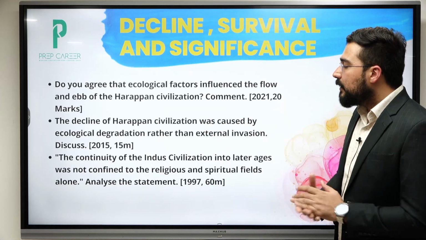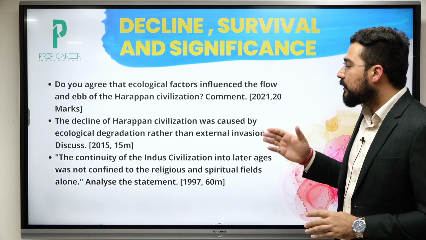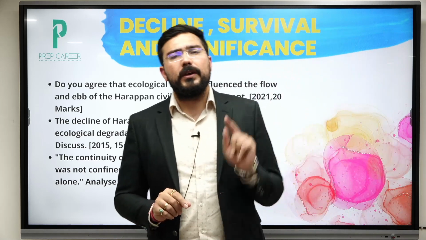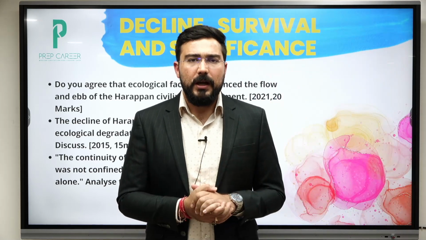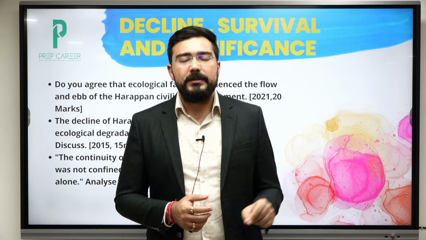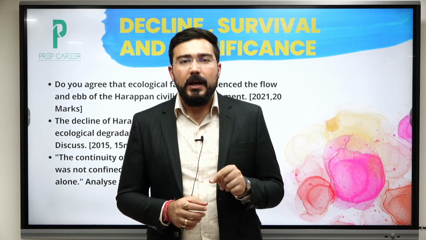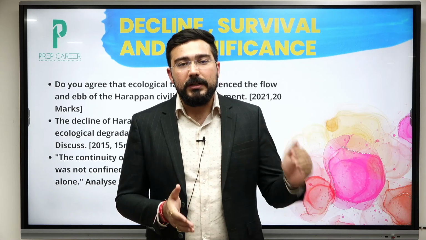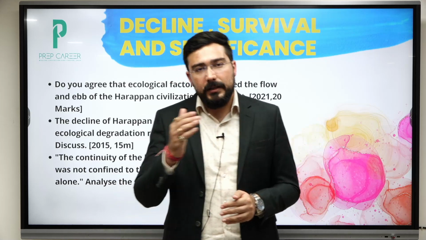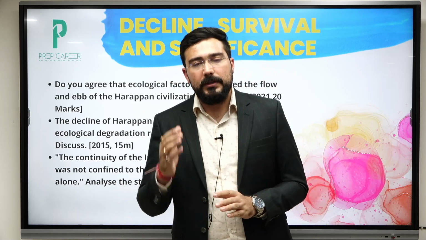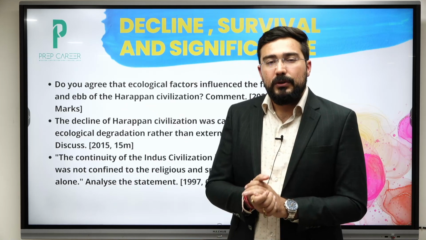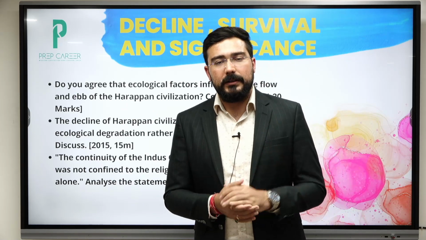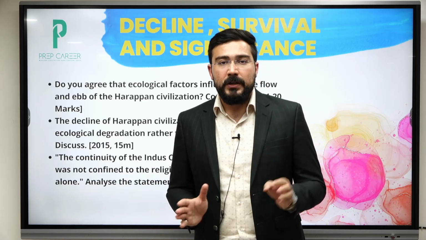You need to understand all those theories, and on the basis of that, you need to come up with a conclusion. Last one, if you see the continuity of Indus into later ages was not confined to religious and spiritual fields alone. Meaning, we have one very important distinction of Indus Valley civilization, and that is the majority of its culture has continued even after its decline. Decline does not mean large-scale killing of Harappans. It just means they migrated from the areas and they went towards Punjab, Haryana, as well as towards Gujarat. So these people migrated and they carried along the culture of Harappa. So it was not a massacre.